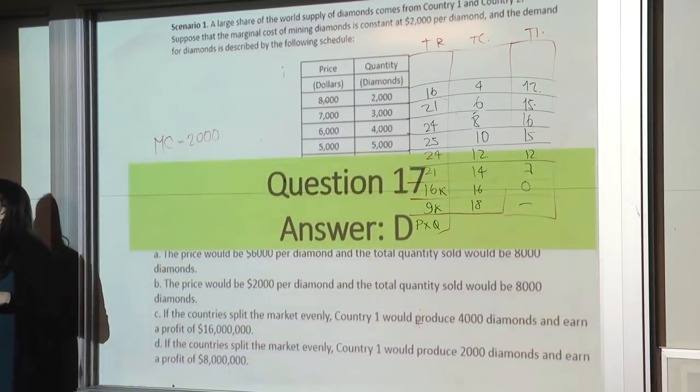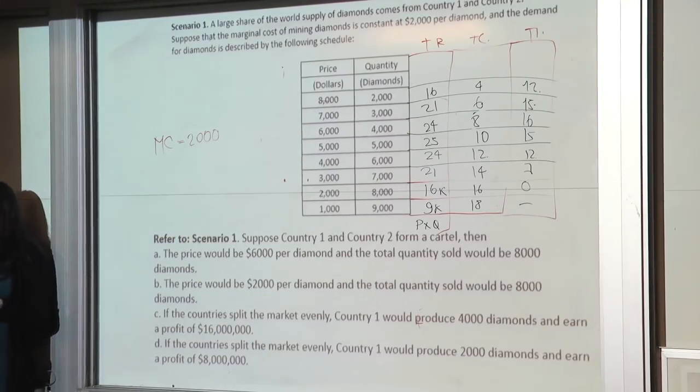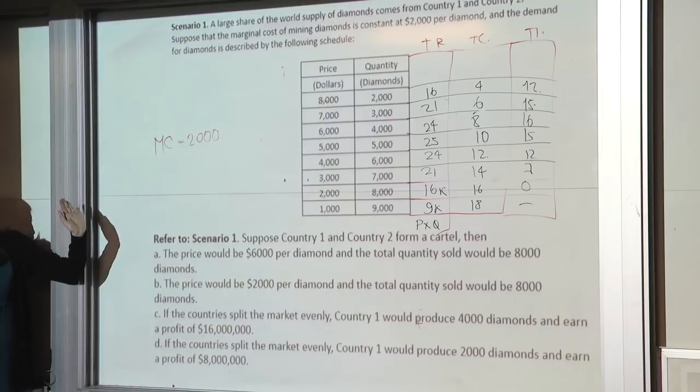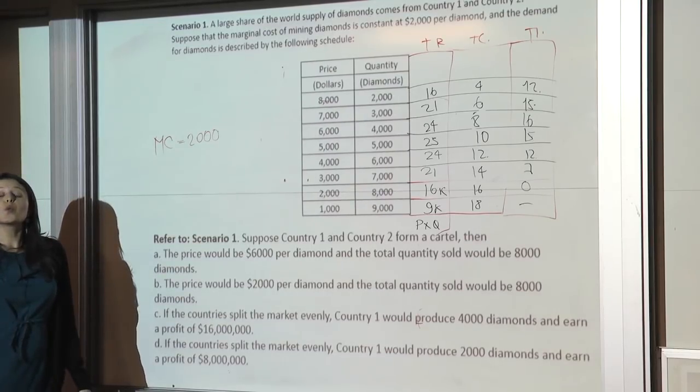Yes? Not quite clear. So, because the answer only mentions country 1. Yes. Because what happens in a cartel is that they split things equally. So if the countries split the market evenly, what happens with country 1? Yeah. Sorry, I was looking at the wrong column. Okay. Thank you. So what I'm doing here is finding first the answer for the cartel, and then I split the quantities and the profits. Okay? Yes? Produce 2,000 diamonds.